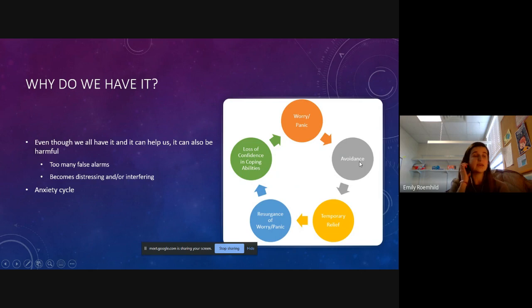So, what's an easy example? Like a spider, right? If we're afraid of spiders, we're going to see a spider, we're going to panic about it, we're going to become very uncomfortable, we're going to avoid that spider, we're going to run away. Say it's in the bathroom. We'll avoid going into the bathroom, because there's a spider in there.